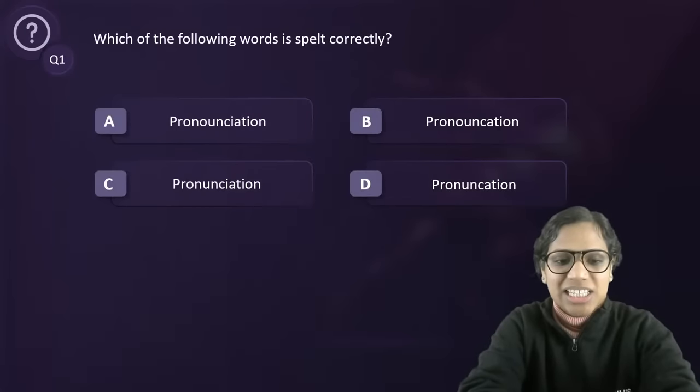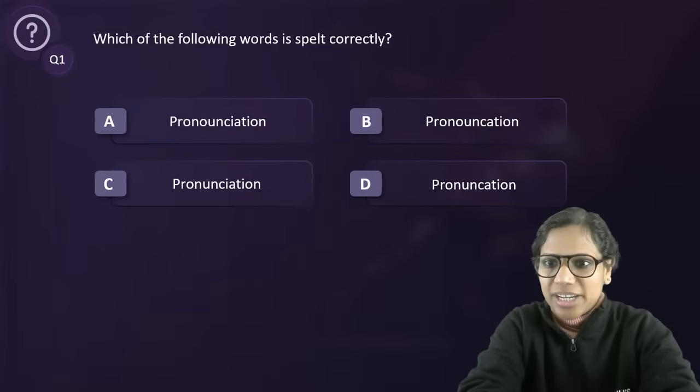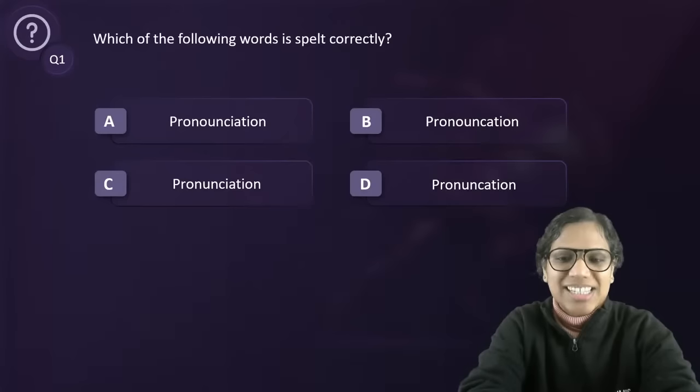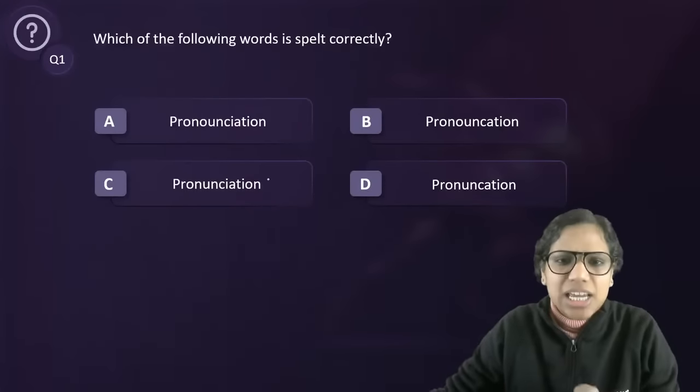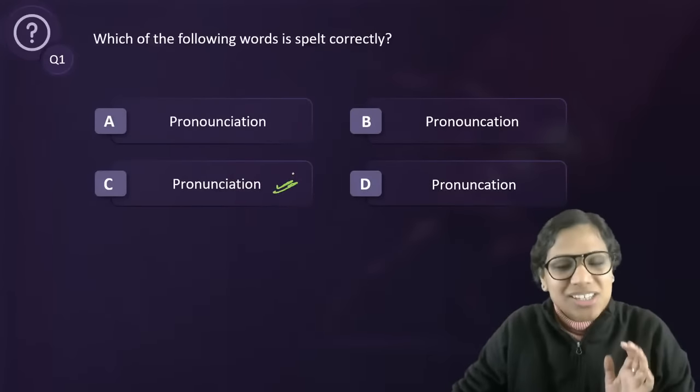See, these are 20-second questions. A, B, C, all right, but a lot of C's. Good, C is the answer. So how much time did this take? Some seconds, 10 seconds, 15 seconds. That's the beauty of spelling questions.